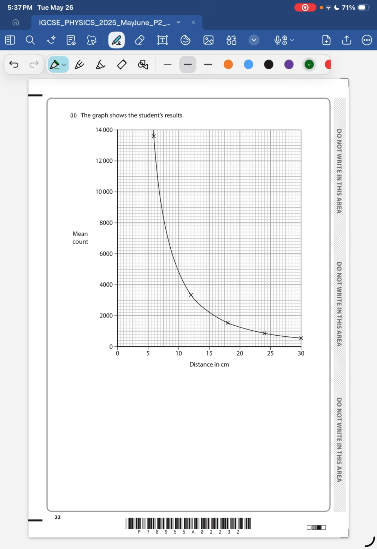Each one of you is going to have different results depending on how you read these data points. But okay, let's mark this data point. The counts for this one, I think, are 13,600 and the distance is 6. So these are the counts, and this is the distance. And let's do the same for the other points.